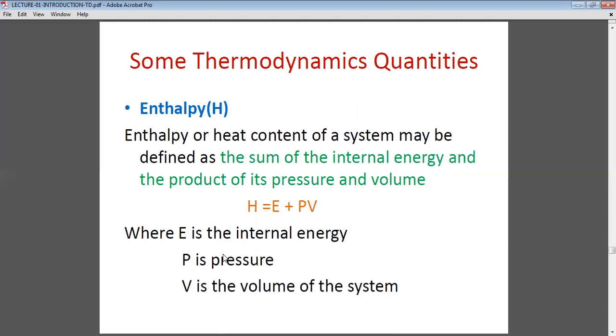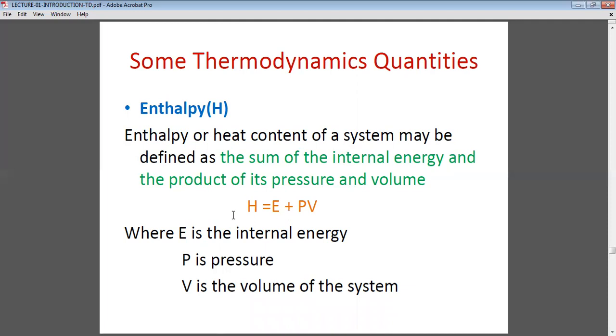And coming to the enthalpy or heat content of a system, it may be defined as the sum of internal energy, which we can write as E or U, and the PV work, that means the product of pressure and volume. So these two summed we can take as enthalpy, where E is the internal energy of the system, P is the pressure, and V is the volume of the system. These are extensive properties.